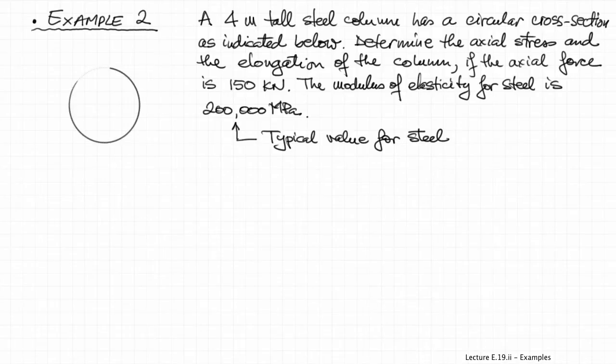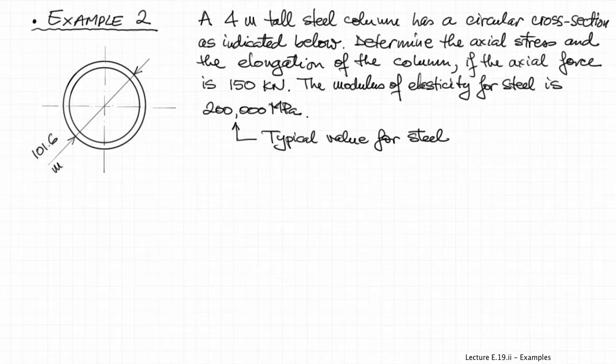Now let's look at this cross section quickly. As I mentioned, it's a hollow circular section, and this column has an external diameter of 101.6 millimeters and a wall thickness equal to 5.74 millimeters. And of course, like in the previous problem, the cross section of this column is constant. It does not change along the 4 meter length of the column.